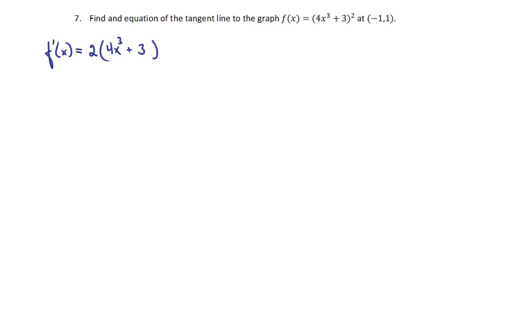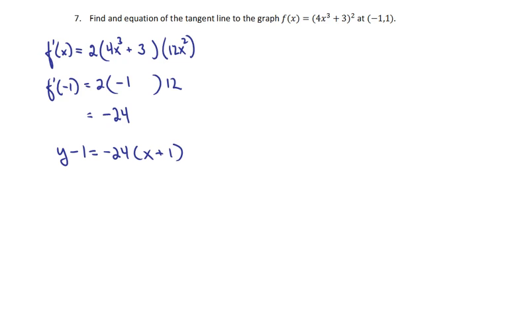We're ready to start evaluating at x equals negative 1. X cubed, negative 1 to the third power, would be negative 1 times 4 is negative 4, plus 3 is negative 1. Then negative 1 squared is 1, times 12 is 12. So we get negative 2 times 12, which is negative 24. So we begin to plug it in. y1 is 1, so it's y minus 1 equals negative 24 times (x plus 1). We multiply it out. y equals negative 24x minus 24 plus 1, or y equals negative 24x minus 23, and that does it for number 7.